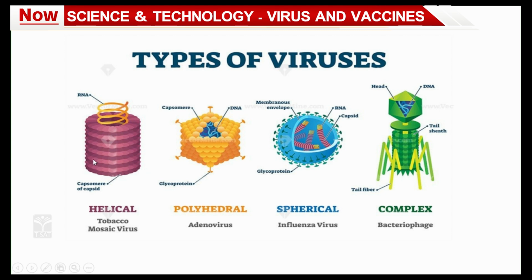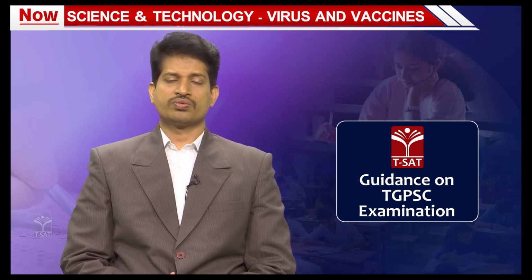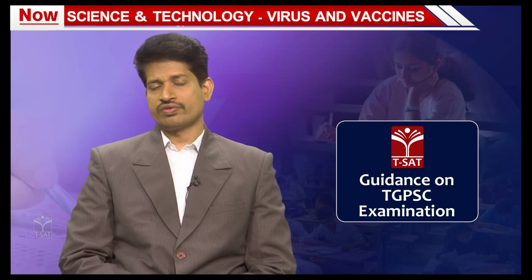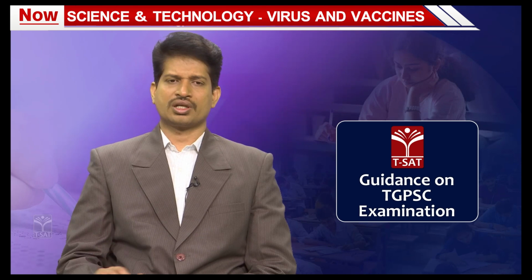Based upon their shape, viruses are classified. They can be helical, polyhedral, spherical or complex. These are the different varieties on the basis of the structure they have. For example, the COVID-19 virus belongs to the spherical variant, and a bacteriophage is a virus. It is known as a bacteriophage because it infects bacteria. A virus which infects bacteria and causes disease in bacteria is described as a bacteriophage. This is the way viruses are classified based upon shape.